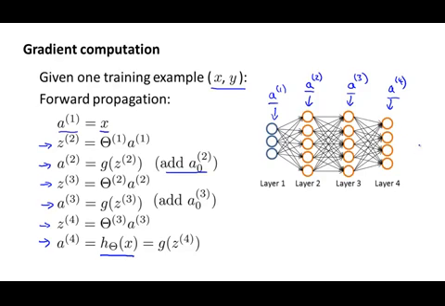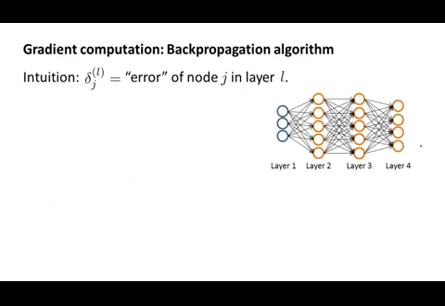Next, in order to compute the derivatives, we're going to use an algorithm called backpropagation. The intuition of the backpropagation algorithm is that for each node, we're going to compute the term delta superscript L subscript j that's going to somehow represent the error of node j in layer L. So recall that a superscript L subscript j, that's the activation of the jth unit in layer L. And so this delta term is in some sense going to capture our error in the activation of that node, or sort of how we might wish the activation of that node was slightly different.